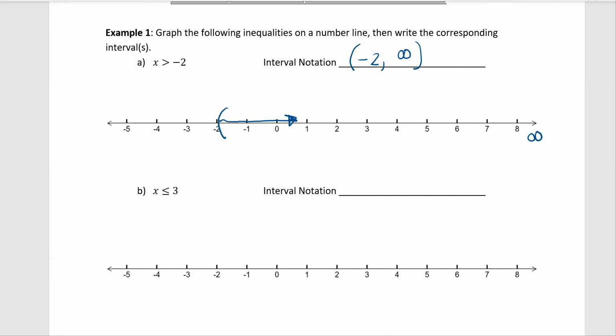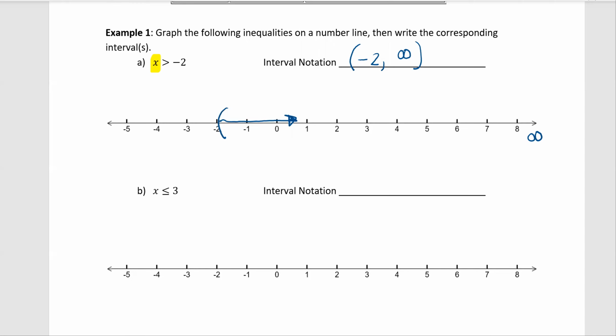The other thing I will point out, if your variable is on the left side of the inequality, then you will always shade in the direction of the inequality sign. So x is greater than, it's pointing to the right. I'm going to shade to the right.